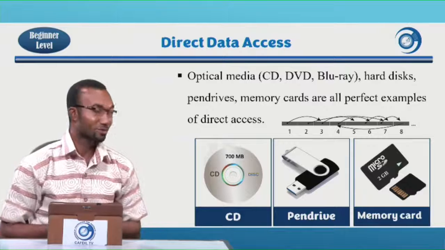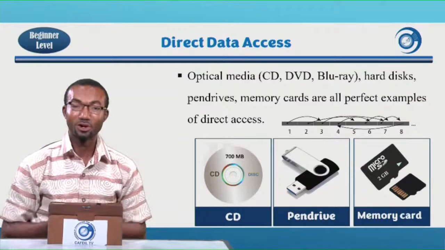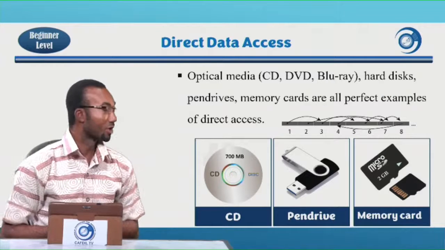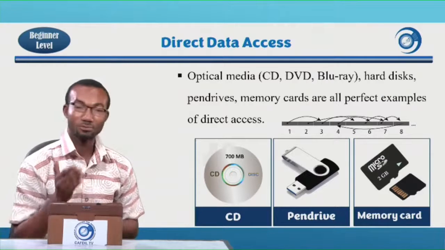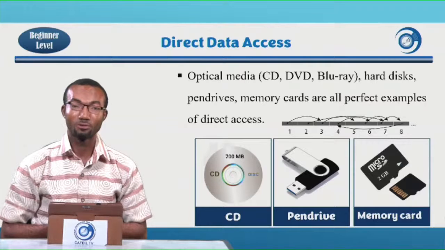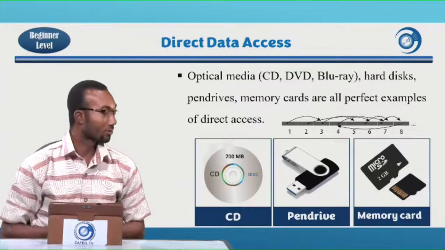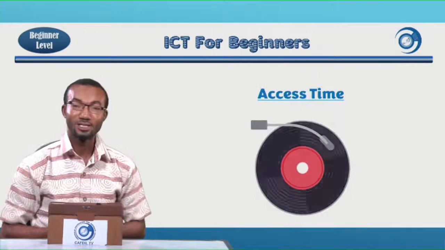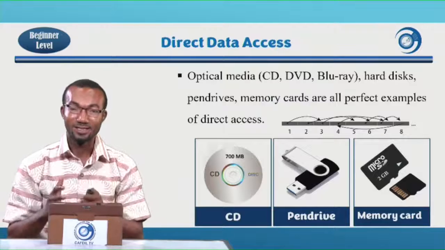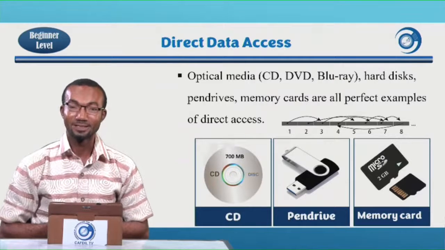The same applies to pen drive. If you have songs on a pen drive, you can shuffle them. The same applies to memory card. You can just jump straight to the record you are looking for. So these are examples of direct data access.